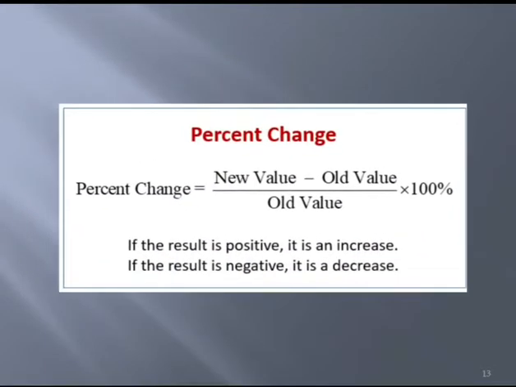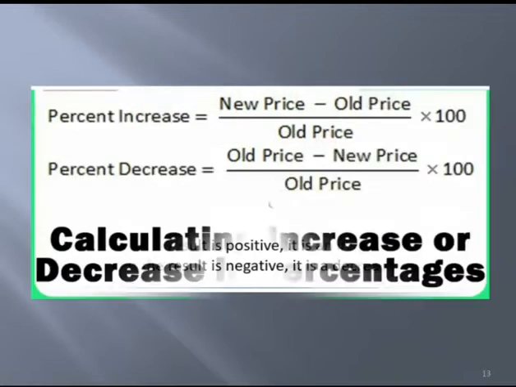Now what is the formula? We have a general formula for percentage change. It is new value minus old value upon old value. Now multiply this fraction by 100%. If you get a positive result, then there is an increase in percentage. If you get a negative result, then there is a decrease in percent, right?